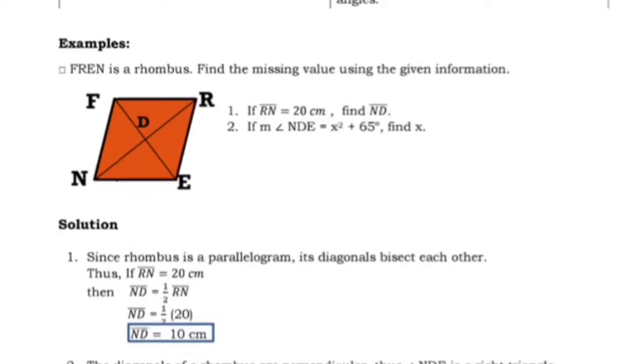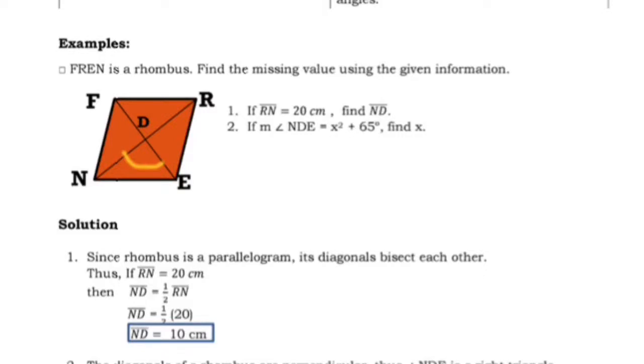Now let's go directly to the example. So parallelogram FREN is a rhombus. Find the missing value using the given information. Number 1, if line segment RN is equal to 20 centimeters, find line segment ND. Number 2, if measure of angle NDE, this one here, is equal to x squared plus 65 degrees, find x.